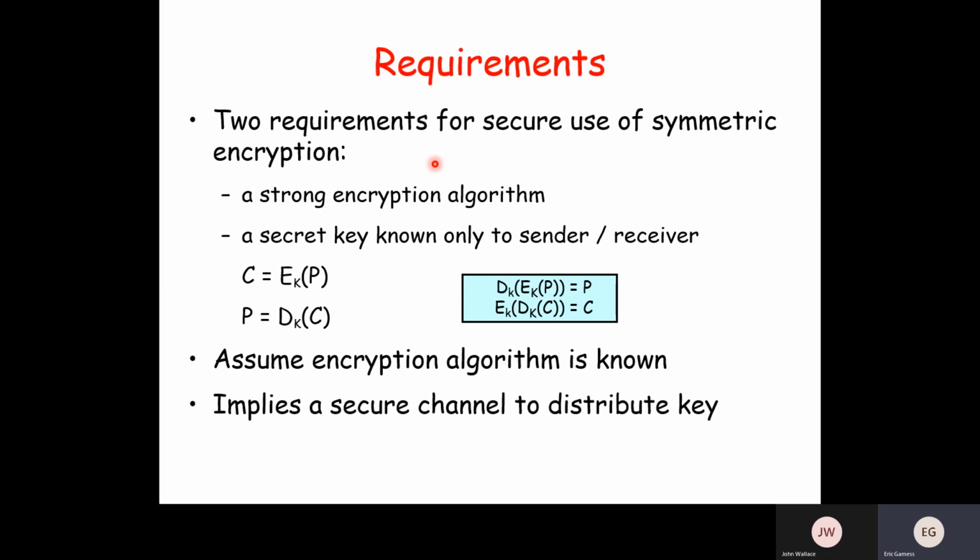So what are the requirements of symmetric encryption? We need a strong algorithm, and the key must only be known by the sender and the receiver. This is a problem, because if I see the person every day, I can talk with the person and say, okay, let's use this key. But if I am here and the person is in Washington, we need to agree on a key, and it's not easy, okay?